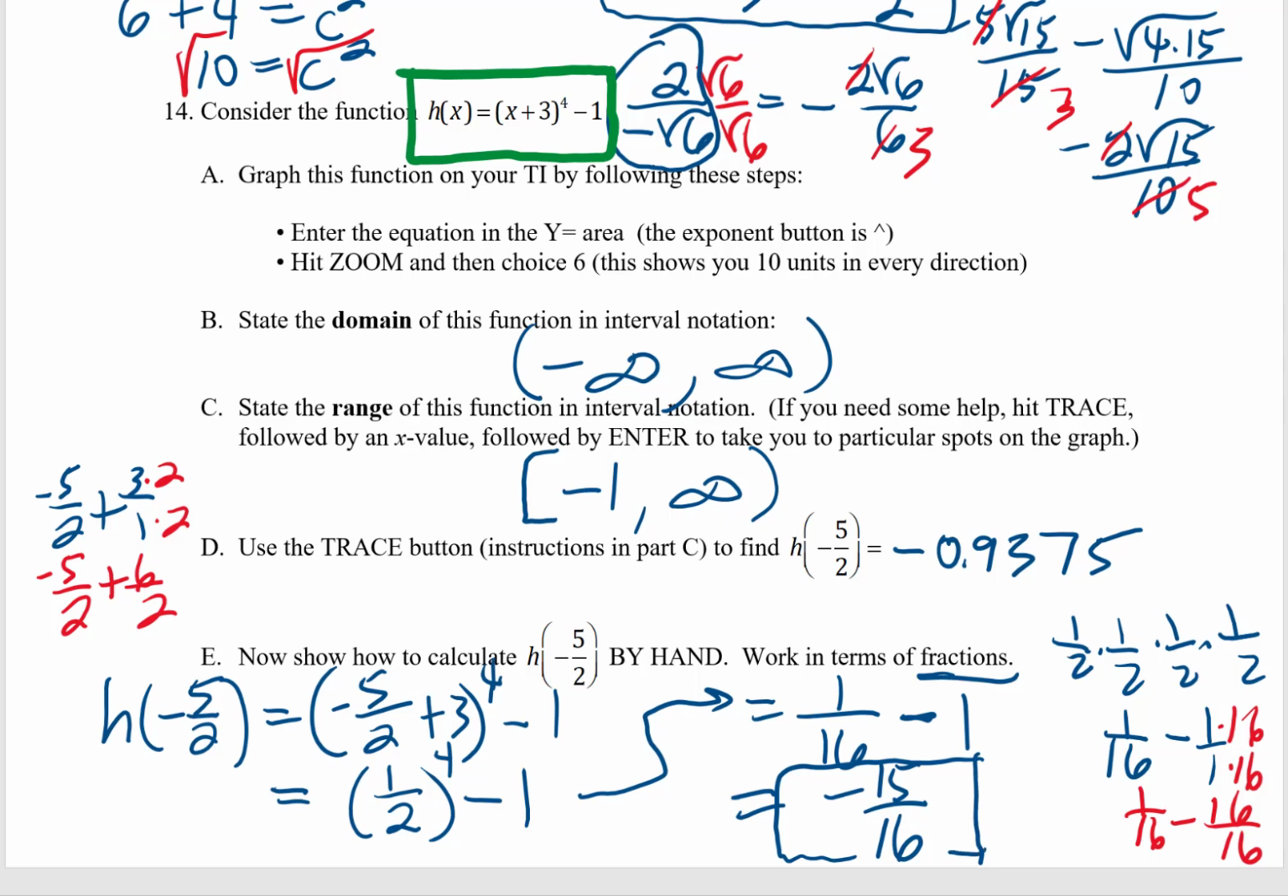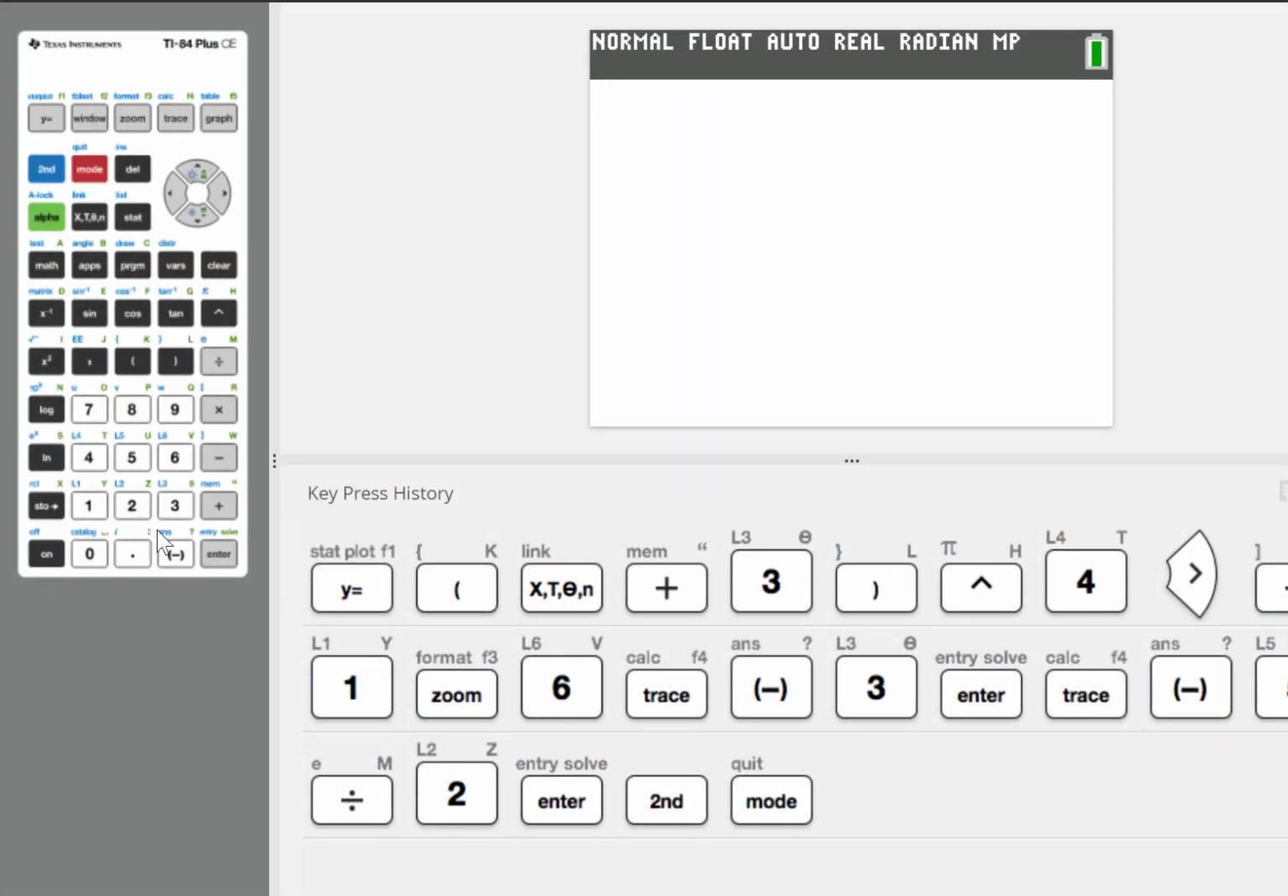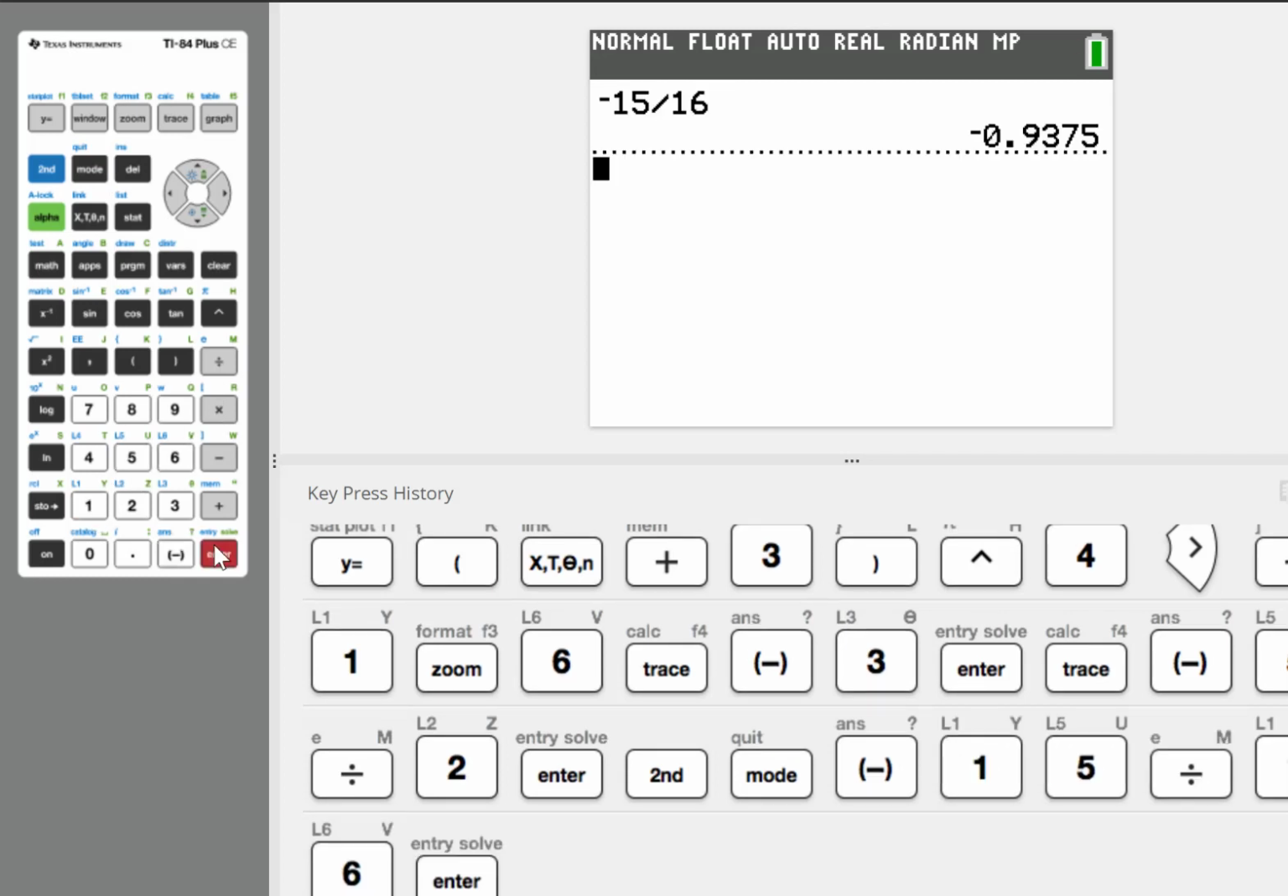So there would be the exact fractional by hand answer to the problem, negative 15/16. If you wanted to verify for yourself that these two answers are the same, you could just go to the calculator and type in negative 15/16. Let me quit out of this mode. Negative 15 divided by 16. Hit enter, and of course I get negative 0.9375.